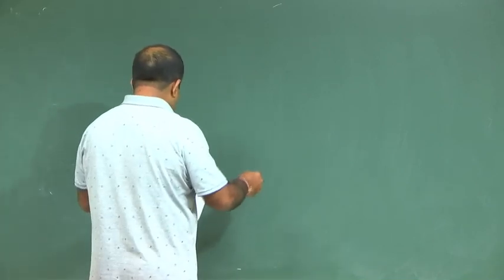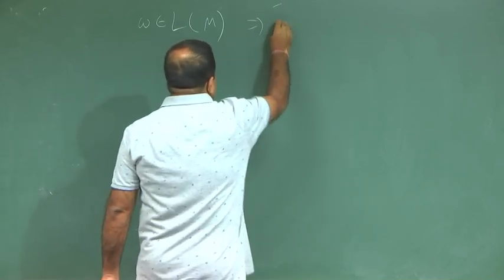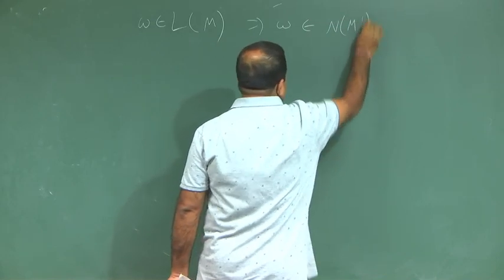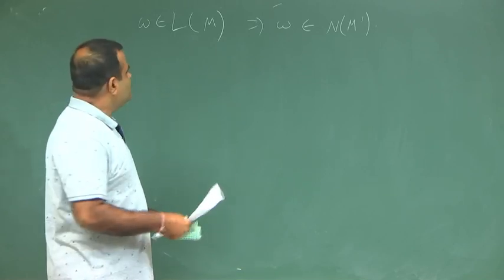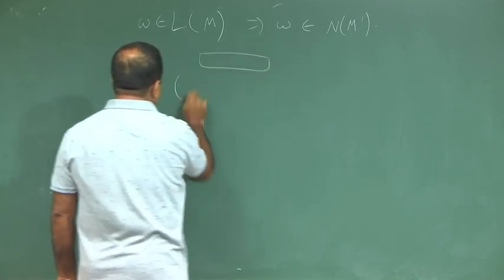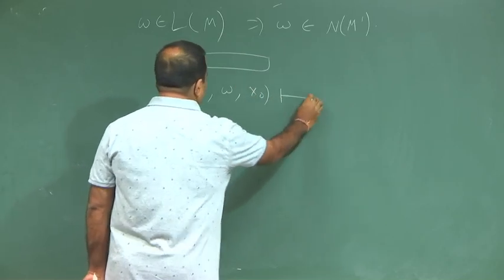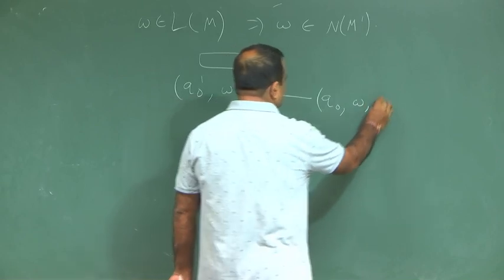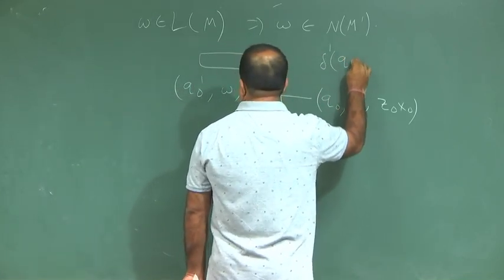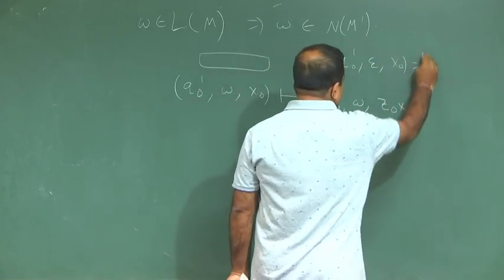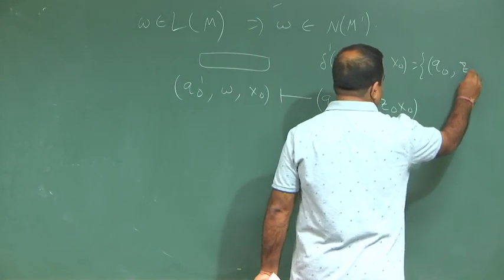So now we have just seen that if a W belongs to L of M, this implies W will belong to L of M prime. That means we have taken a W, which is q 0 prime W x 0. Now, this W, in the first step with the epsilon move, goes to z 0 x 0. We are using the rule that delta prime of q 0 prime, epsilon and x 0 will contain q 0 and this will be z 0 x 0.